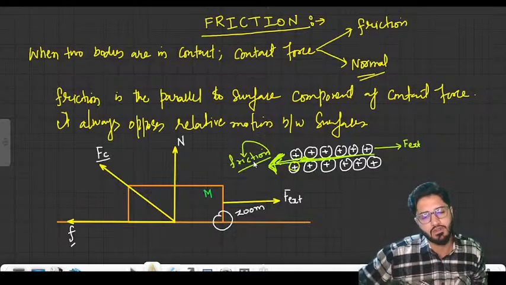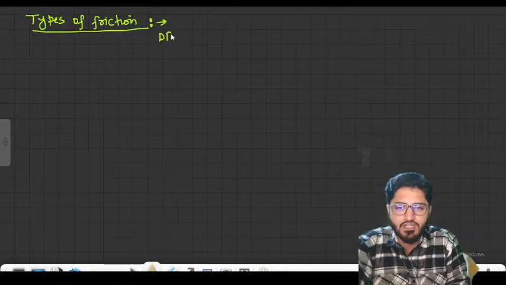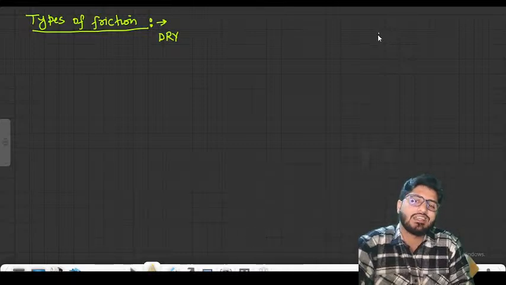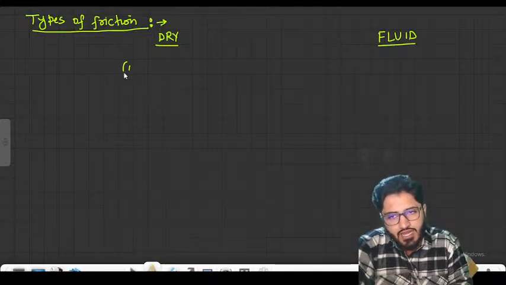Okay, this is the modern view. Now if we talk about the types of friction, we have two types. One is dry friction, and the other is wet friction, or fluid friction. In dry friction, we have static friction.